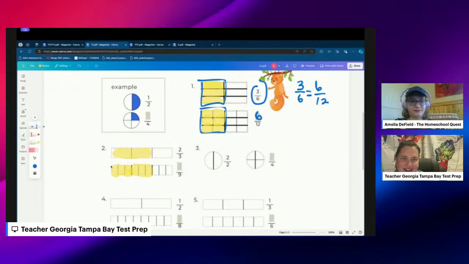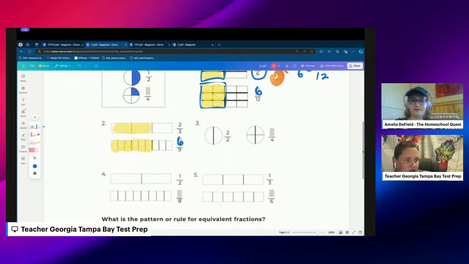All right. 6 again. So 1, 2, 3, 4, 5, 6. So 2/3 and 6/9 are equivalent. Let's do one more and then let's talk about how we can figure out equivalent fractions without coloring in models over and over again.